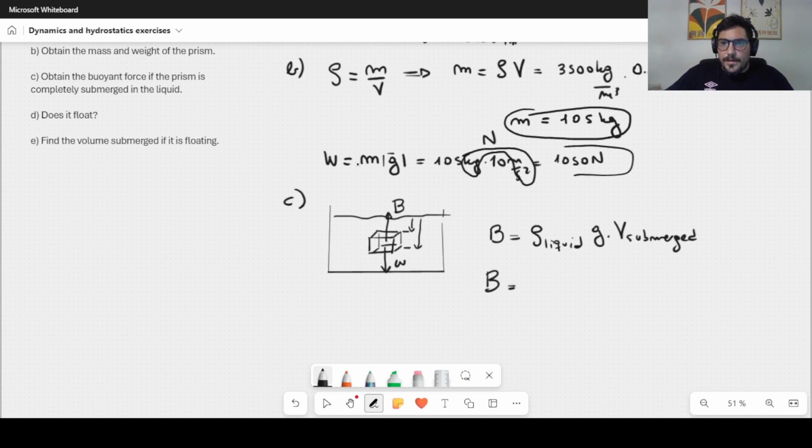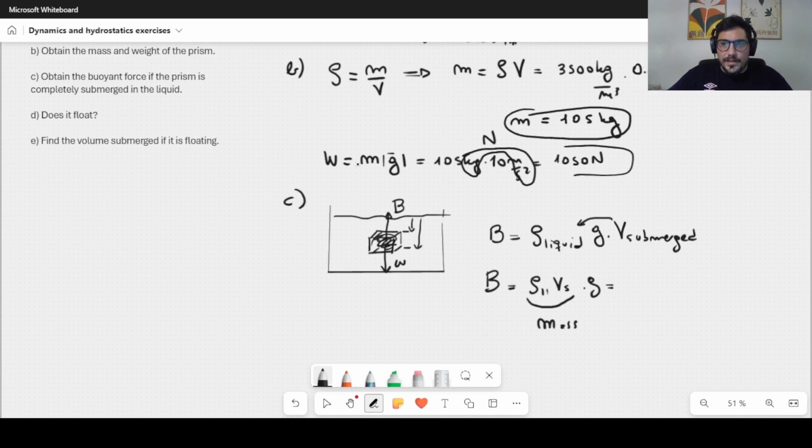Well, this order could be changed too, but it doesn't matter. Density of the liquid times volume submerged times gravity. Remember, what is this? This could be thought of as the mass of the liquid displaced. Now, it's the mass that was there before the presence of the object and was displaced. But well, the idea of the exercise is to find the buoyant force.